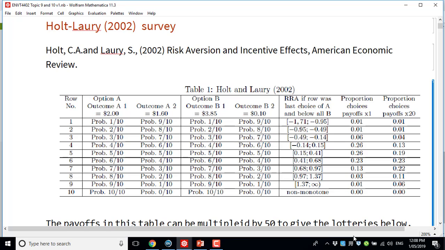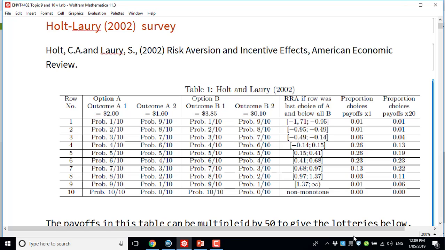So these are a set of gambles from gamble number 1 to gamble number 10. I'm not sure whether you can see clearly from the back. Or you can look at your screen as well. So in gamble number 1, there is a 10% chance of getting a $2 outcome, or a 90% chance of getting $1.6. Versus option B, where you have a 10% chance of getting $3.85 versus a 90% chance of getting $0.1.